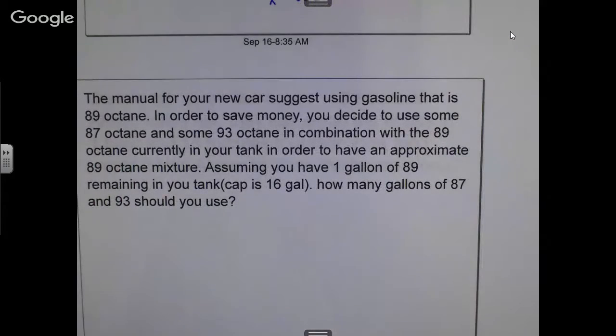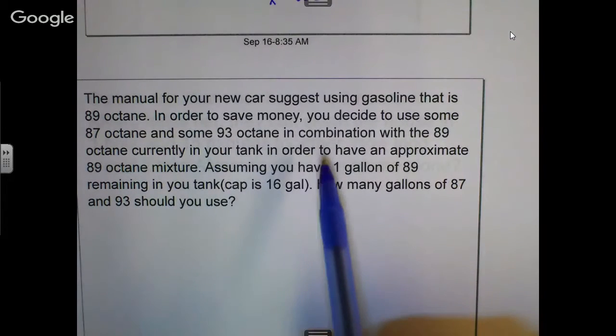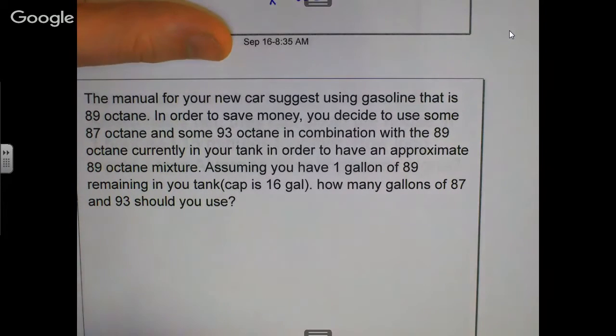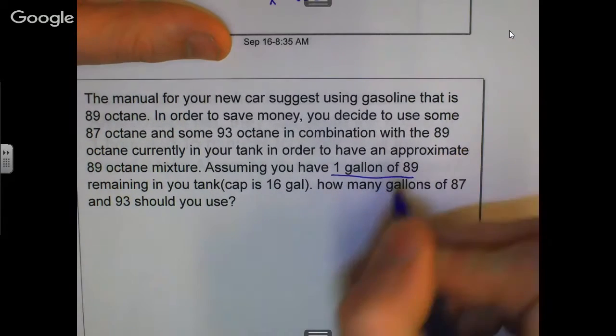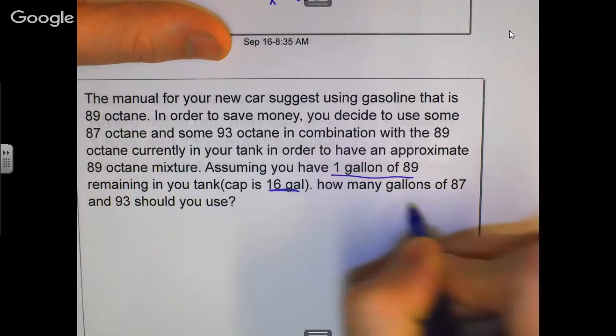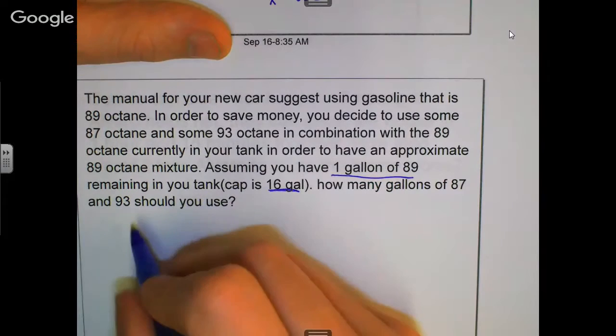The manual for your new car suggests using gasoline that is 89% octane. In order to save money, you decided to use some 87 and some 93 octane in combination with the 89 currently in your tank in order to have the approximate 89% octane mixture. Assuming you have 1 gallon of 89 remaining in your tank and your capacity is 16 gallons, how many gallons of 87 and 93 should you use?